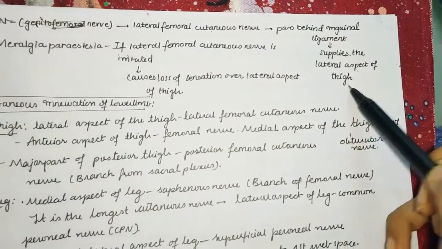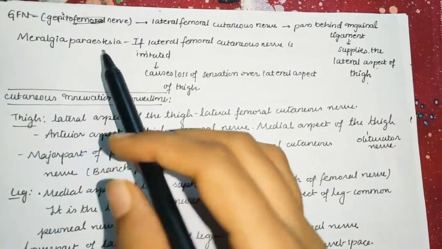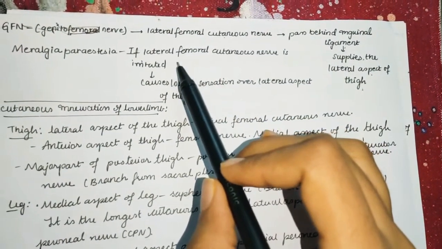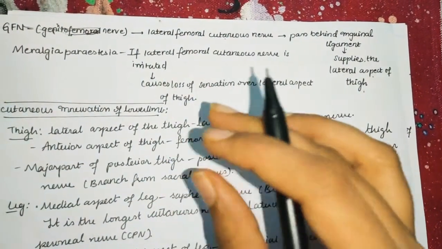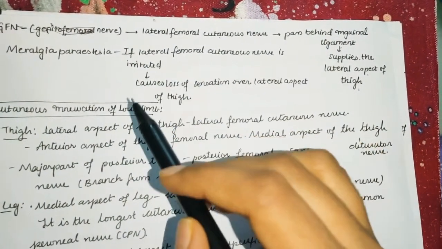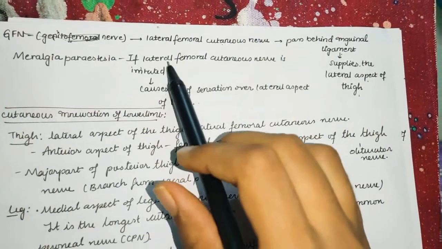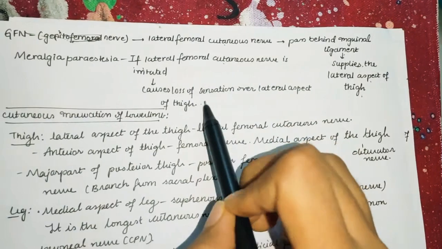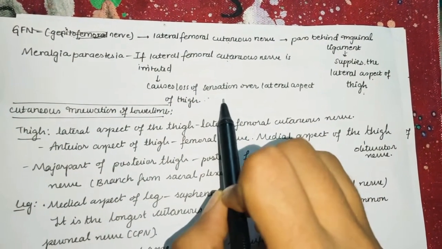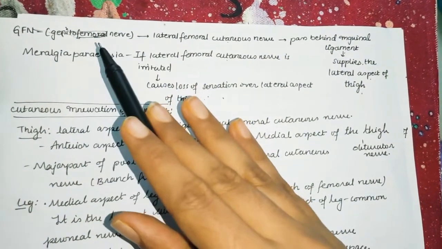Okay, so next coming to a clinical condition called meralgia paresthetica, where the lateral femoral cutaneous nerve is irritated by the inguinal ligament, when it touches or something. Whenever it gets irritated, then it causes loss of sensation over the lateral aspect of the thigh, of course, because this lateral femoral cutaneous nerve supplies the lateral part of the thigh, right? So if there is any disturbance over here, then of course there will be loss of sensation in the lateral aspect of the thigh, and this is called meralgia paresthetica.